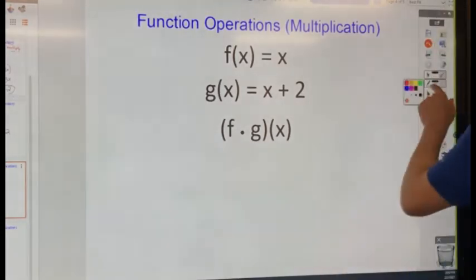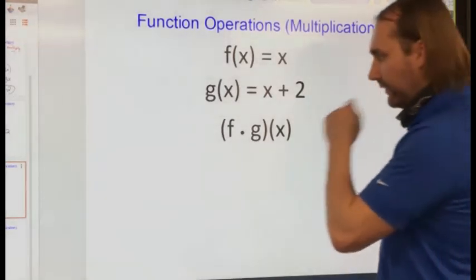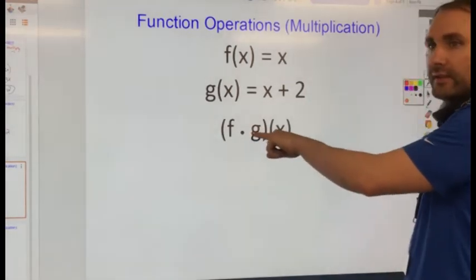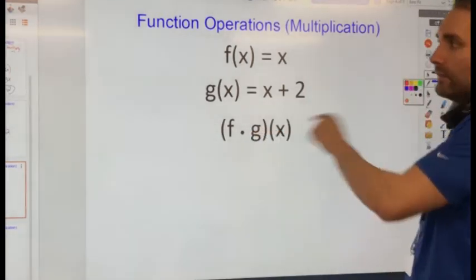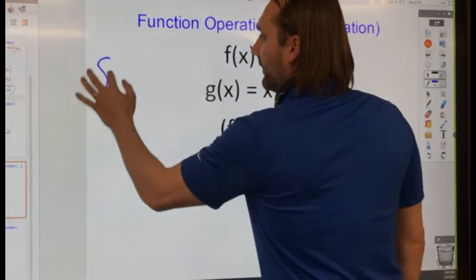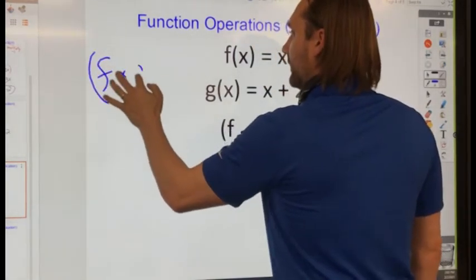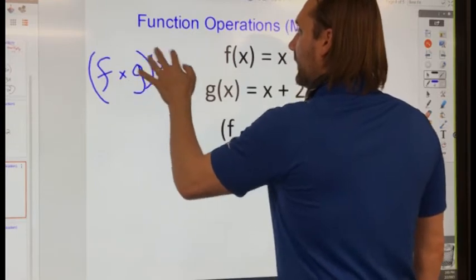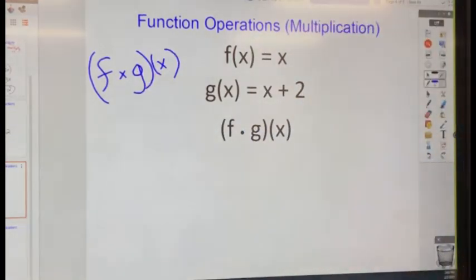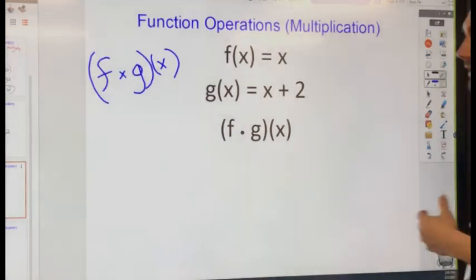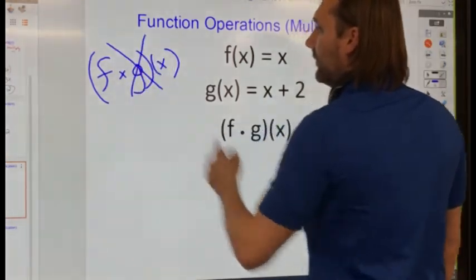First off, I want to bring up the notation. Please note that we're going to use this dot as multiplication. We're not going to use the x that you probably have seen before, such as f x g of x. Notice how weird that looks to have two x's. So that's probably why they don't use that notation.